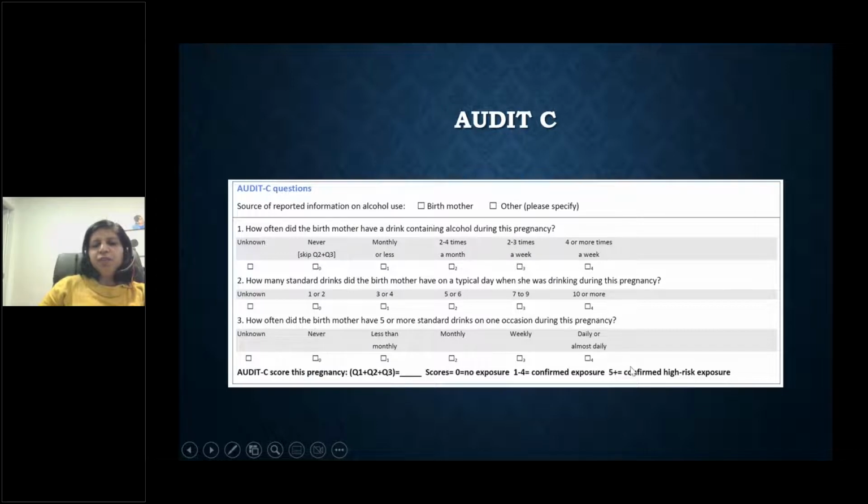So in females where you have 5 plus scores are the kind of babies who are at a very high risk of developing FASD.